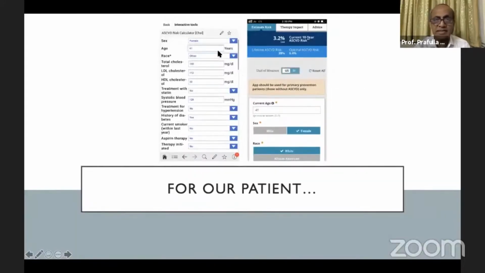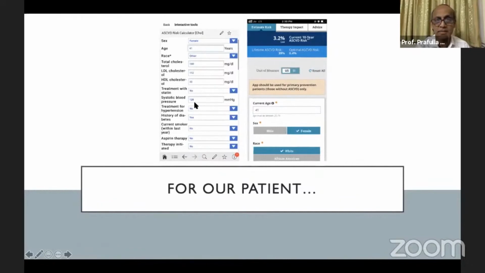So for our patient, if you have keyed in, she is 41 years of age. As far as ethnicity is concerned, she is other, neither black nor white. She has an LDL cholesterol of 112, total cholesterol 198, and a low HDL cholesterol. She is like Dr. Unni talked about. She has the typical metabolic syndrome with obesity and high waist-hip ratios.